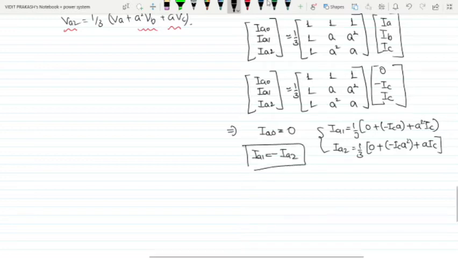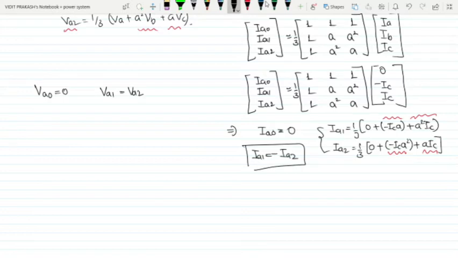right? Because here you got minus ICA, here you got plus ICA, here you got minus ICA square, here you got plus ICA square. So this is nothing but minus of IA2. So what equation did we get? We got VA0 is 0 and VA1 is equal to VA2. So the positive sequence voltage and negative sequence voltage are the same.